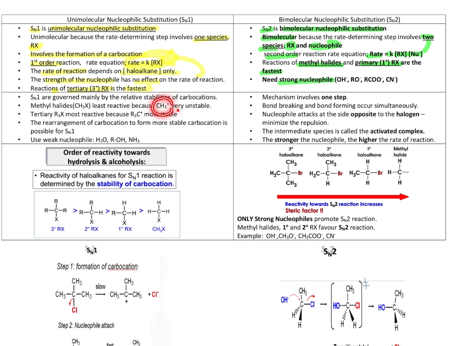Okay, so kita akan tengok the stability of carbocation. Dia akan mempengaruhi reactivity of haloalkane. So ini tertiary haloalkane, the most reactive, and methyl halide is the least reactive. So relate balik kepada stability of carbocation. So kalau perlu rearrangement, kita akan buat rearrangement lah, 1,2 hydride shift ataupun 1,2 methyl shift untuk form a more stable carbocation. Ada rearrangement dalam SN1. Remember, rearrangement adalah untuk stability of carbocation. Kita akan prefer a more stable carbocation.